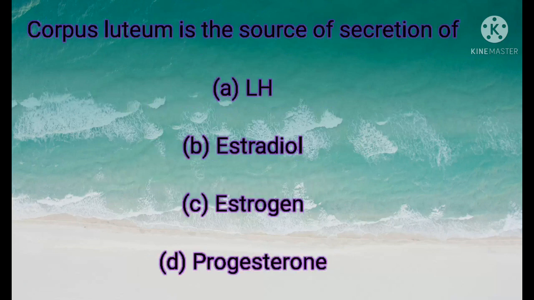Here the next question is: the corpus luteum is a source of secretion of, first option LH, second estradiol, third estrogen, and fourth option progesterone. LH is also called luteinizing hormone. Second is estradiol. Third is estrogen, and the last option here is progesterone.